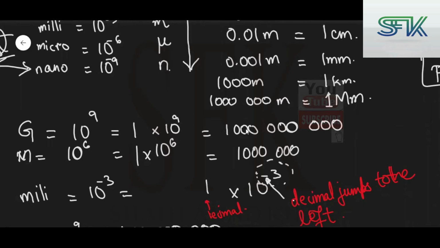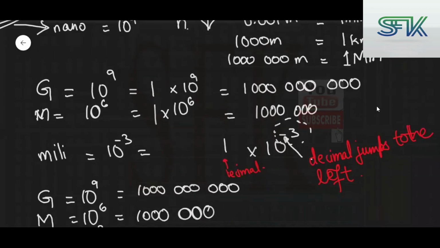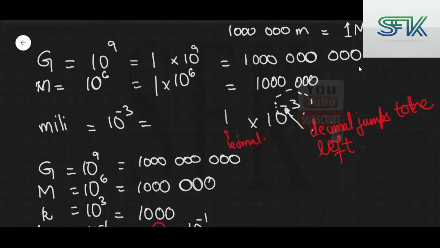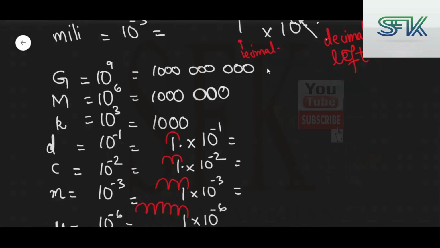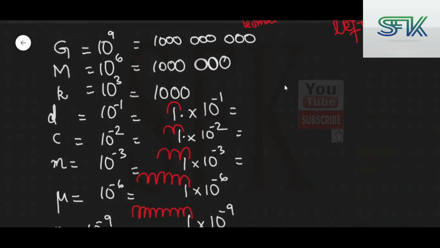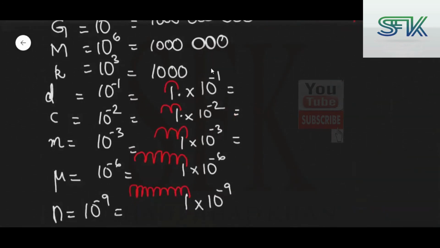So this is a large number. 10 raised to the power of 9 represents this large number with 9 zeros. Mega, on the other hand, has 10 raised to the power of 6, which represents a number with 6 zeros. So giga represents 9 zeros, mega represents 6 zeros, kilo represents 3 zeros, 1,000.